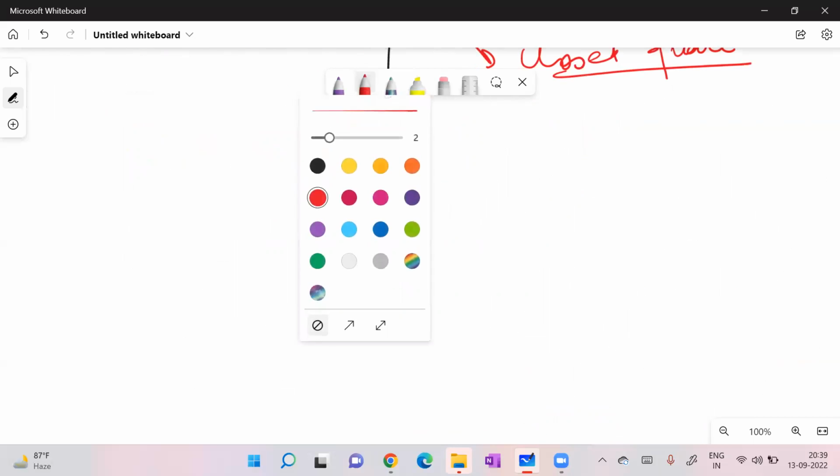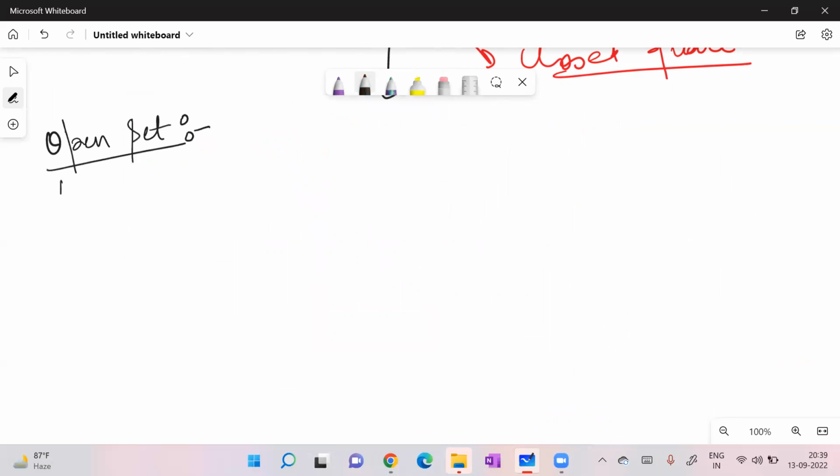Next, we have the next definition, that is the definition of an open set. Open set. So let (X, d) be a metric space.